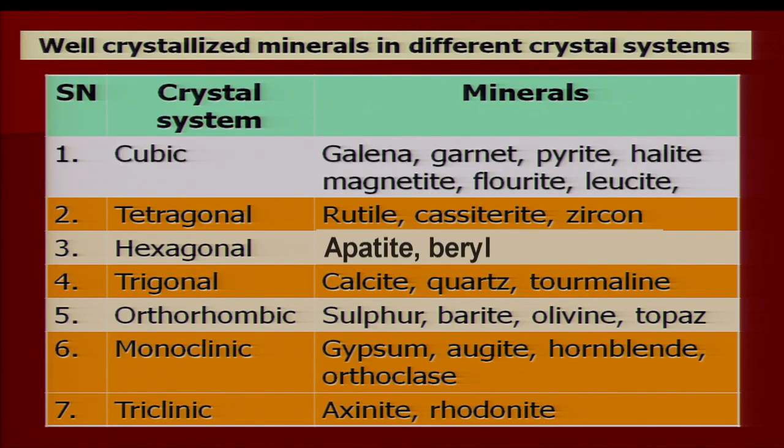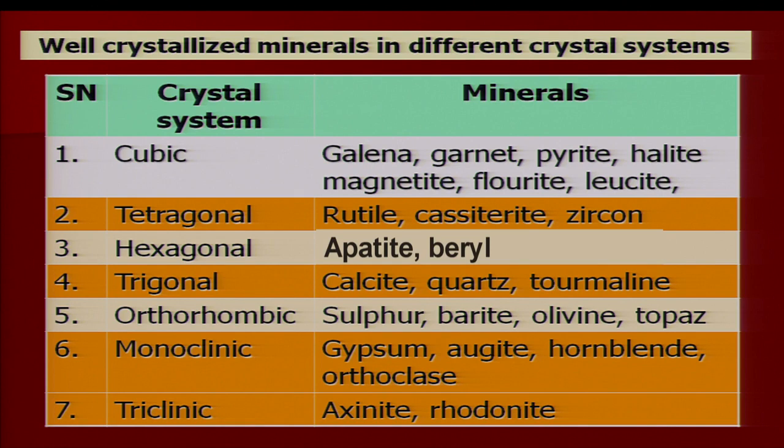The well crystallized minerals can be categorized based on crystal system, and I am citing certain examples one by one. First I will discuss the cubic system. The best examples are galena, garnet, pyrite, halite, magnetite, fluorite, leucite. Minerals belonging to the tetragonal system include rutile, cassiterite, zircon. Minerals belonging to the hexagonal system, there are 2 minerals, apatite and beryl.